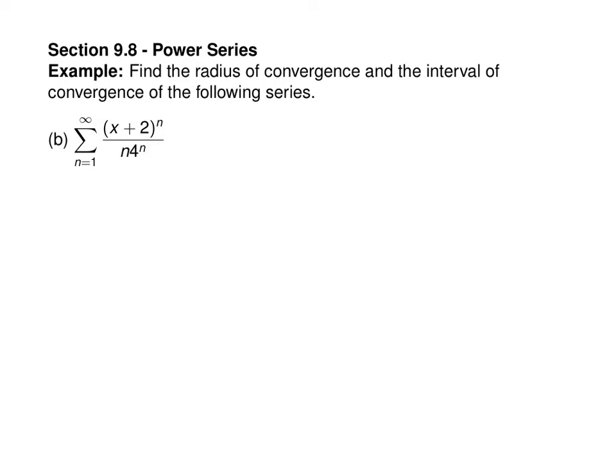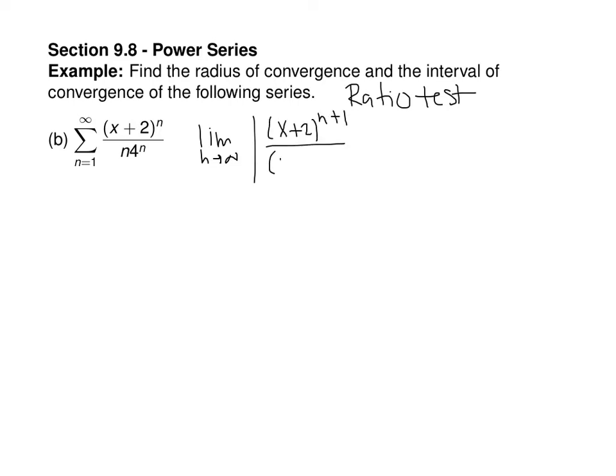Let's just do one more example of those. This one is not centered at 0, so it'll look a little bit different. But once again, we're going to apply the ratio test. So we'll find the limit as n goes to infinity of the n plus first divided by the nth term. So (x plus 2) to the n plus 1 over (n plus 1) times 4 to the n plus 1, multiplied by n times 4 to the n over (x plus 2) to the n.